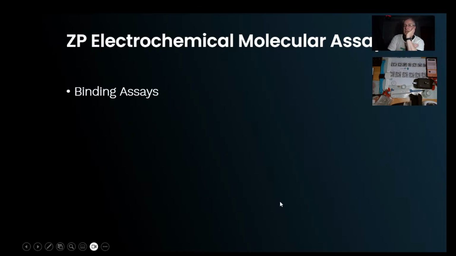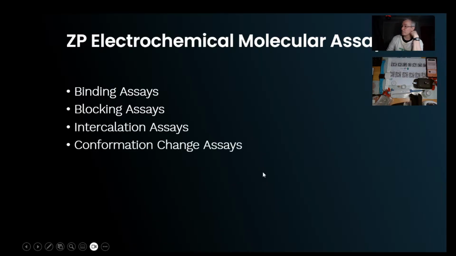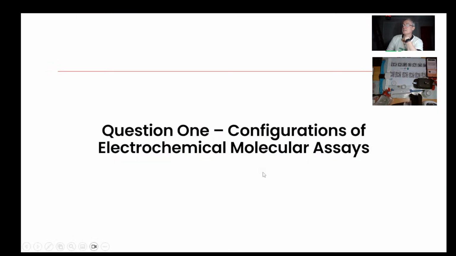So that would be the kind of target that somebody interested in a molecular assay would have. The real world problem they might be solving is: does somebody have chlamydia? Does somebody have gonorrhea? Does somebody have HIV? And so I'll talk about some ways of doing electrochemical molecular assays very shortly. I'll talk about binding assays, blocking assays, intercalation assays, and conformational change assays as well.